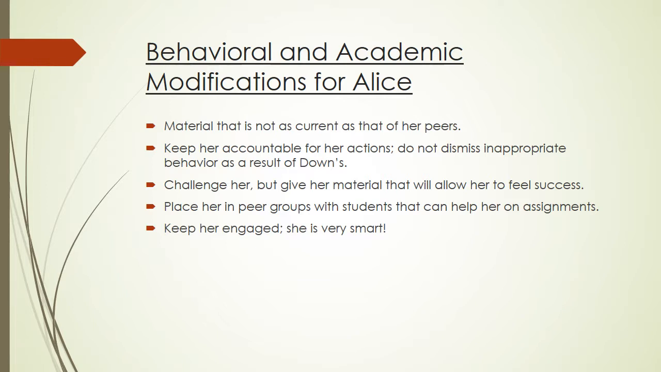Challenge her and give her material that will allow her to feel success. So don't give her easy things, but stuff that gives her a sense of accomplishment when she's finished. Put her in peer groups with students that can help her on assignments, so higher achieving students in the general classroom, and keep her engaged. Don't just set her in the back and say she has Down syndrome, she's not going to be able to do this, so I'm going to give her a coloring sheet. No, just give her work. Keep her engaged with the material. She is smart and she does want to come forward and achieve.